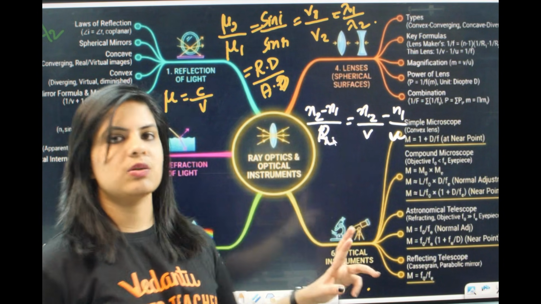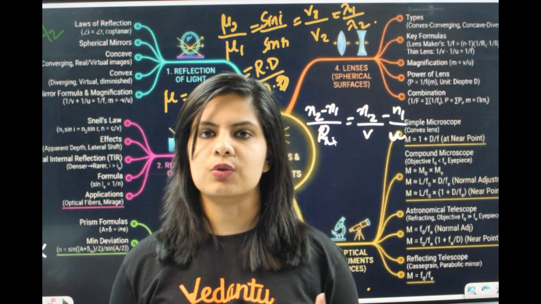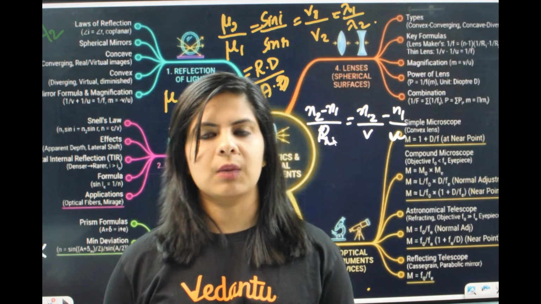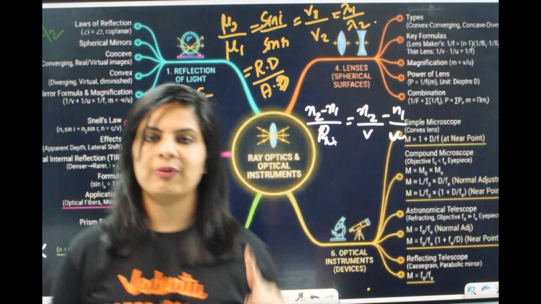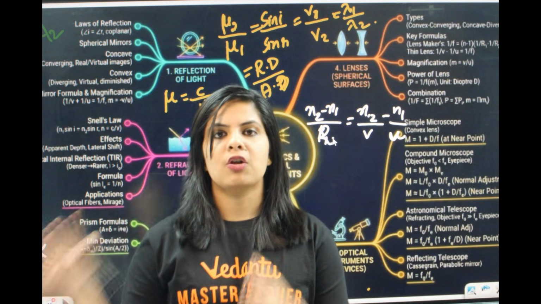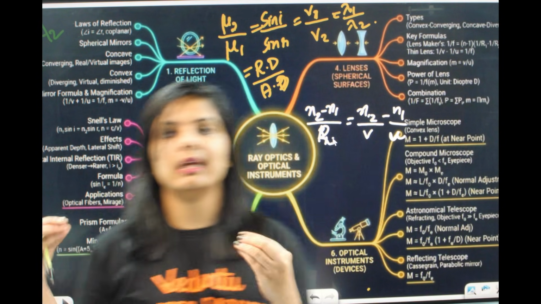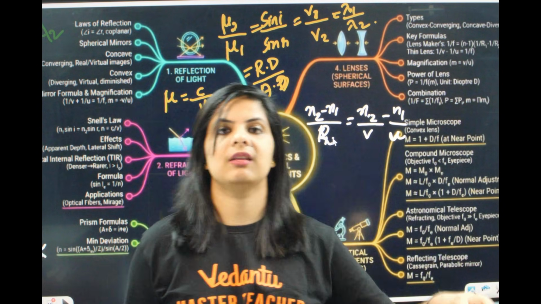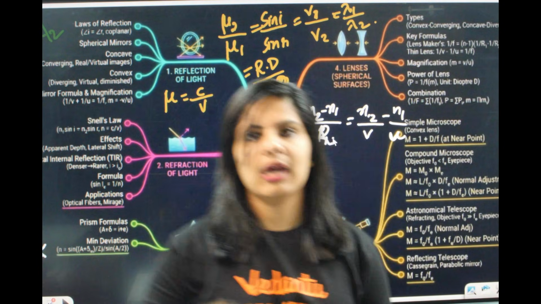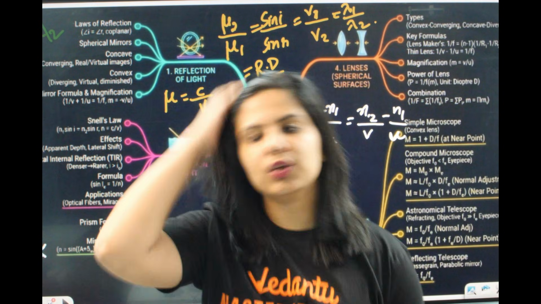Next one, the optical instruments. We should study the simple microscope. Simple microscope, and the diagram is important, also the equations are important. So each diagram, and we will be having two cases: normal adjustment, or let's say the eye is not stressed, and the eye is stressed, which means it will be at the least distance of distinct vision. Okay, so the formulas also you have to study.